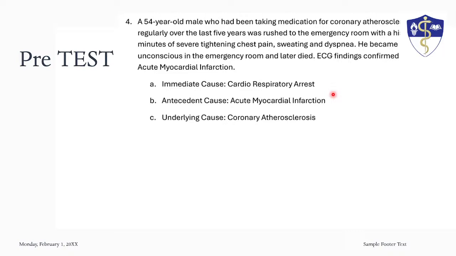So let's go to the next example. 54-year-old male been taking medication for coronary atherosclerosis. So the patient already has the underlying cause in here, coronary atherosclerosis, over the last 5 years. So if you're going to write the interval, this is supposed to be last 5 years. The interval is missing here. Rushed to the emergency with a history of minutes of severe tightening chest pain, sweating, and dyspnea. He became unconscious and later died. ECG confirmed acute myocardial infarction. Boom. That's the immediate cause.